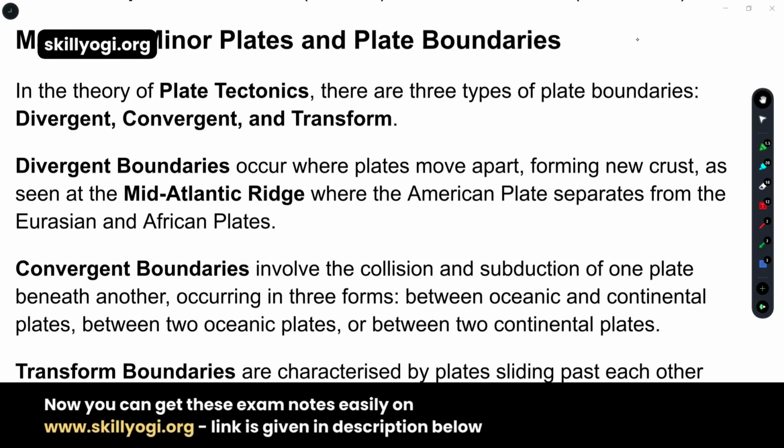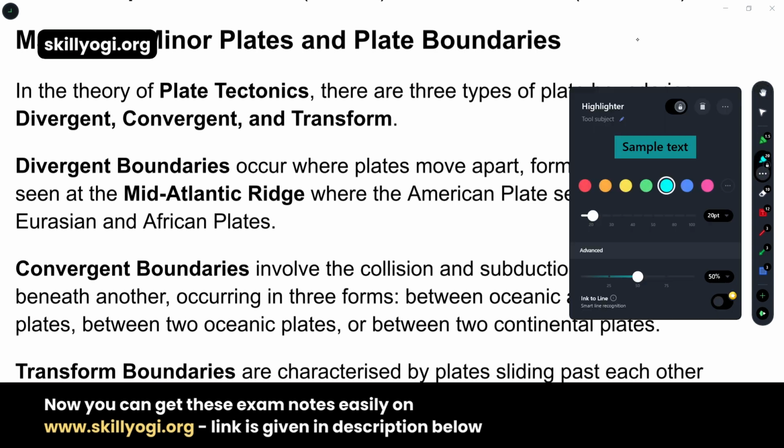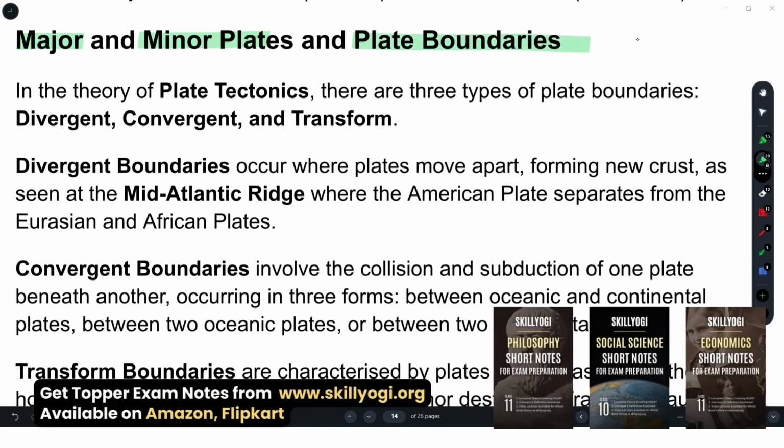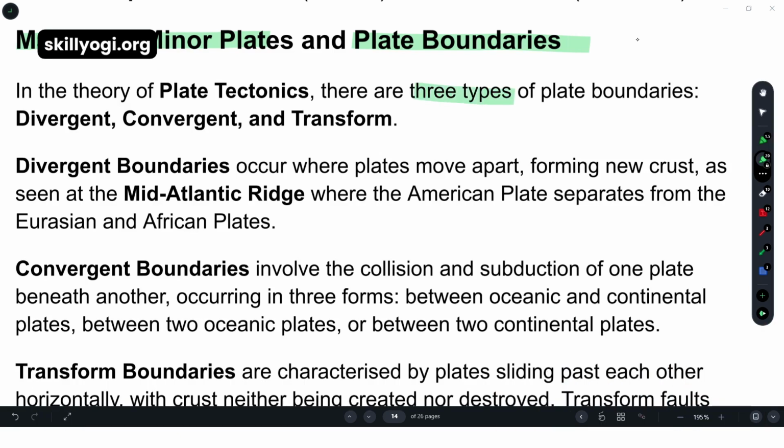So in our previous part, we have learned the different kinds of plate margins and the plate boundaries, their numbers. Just now we have learned. Now we will go for the major and the minor plates and their plate boundaries. Which different types of plate boundaries are there, that we are going to know. There are three types of plate boundaries. The first is divergent, the second one is convergent, and the third one is transform.